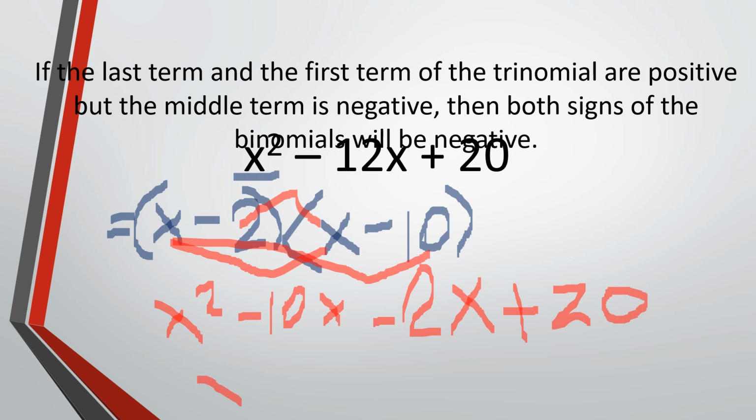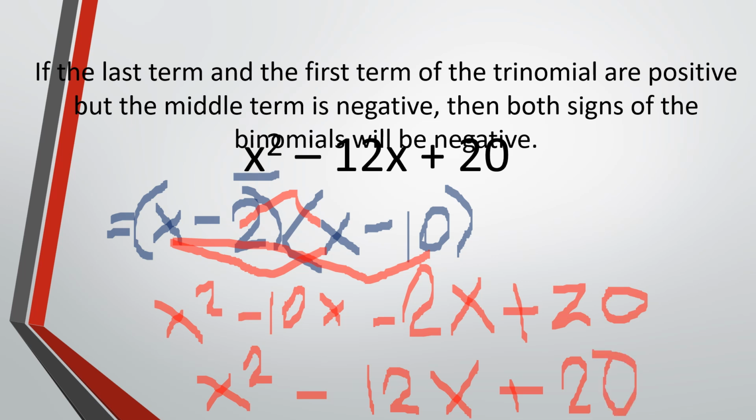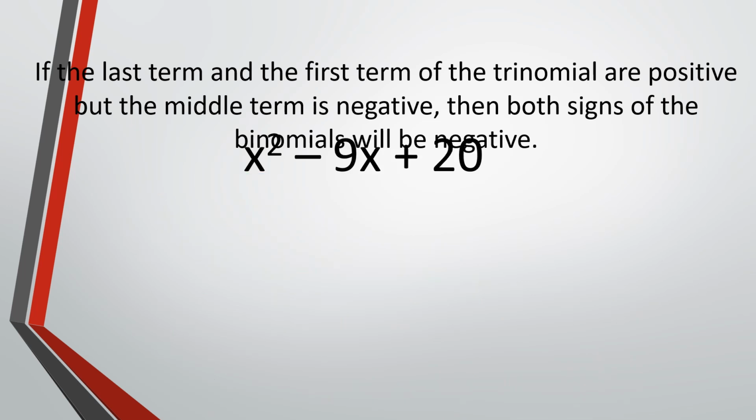Then bring down the first term. Combine the second term. If you have negative 10x and negative 2x, the answer is negative 12x. And then bring down positive 20. Therefore, x minus 2 and x minus 10 are the exact factors of x squared minus 12x plus 20. Another example.